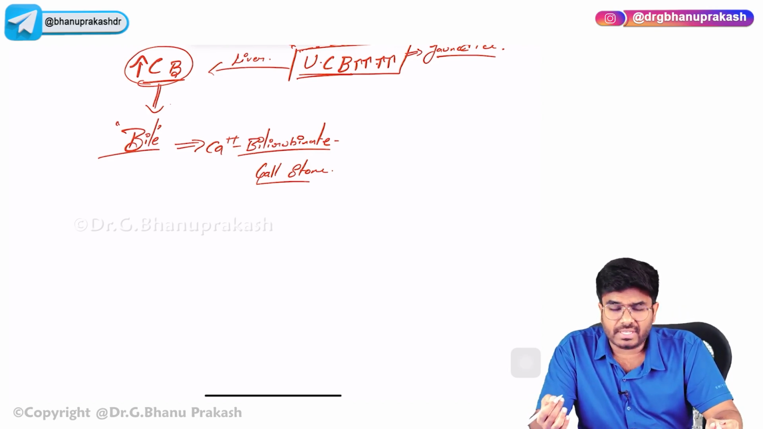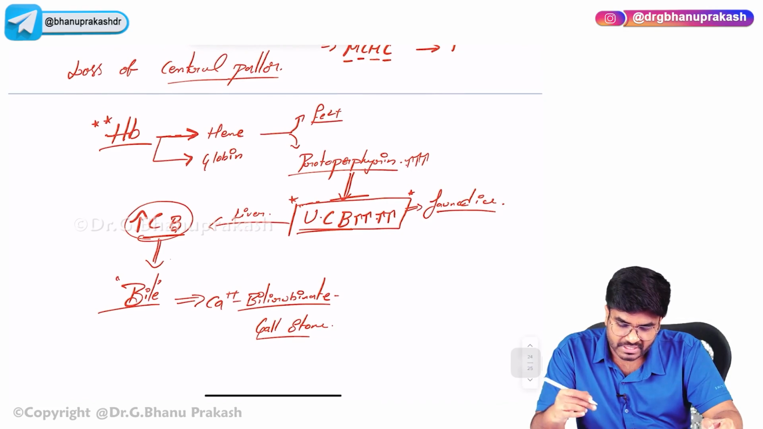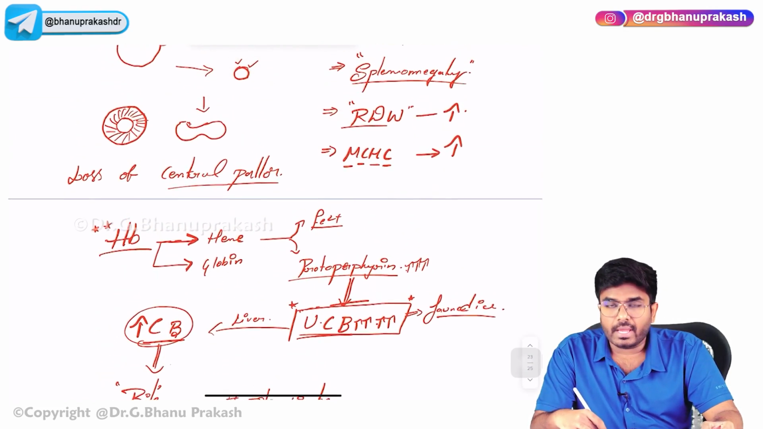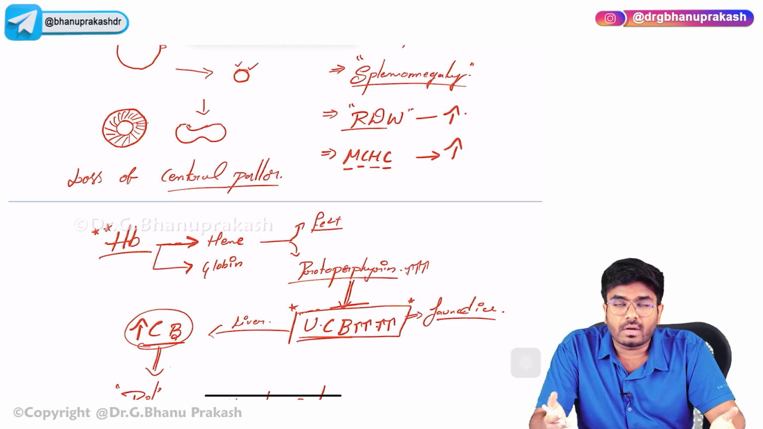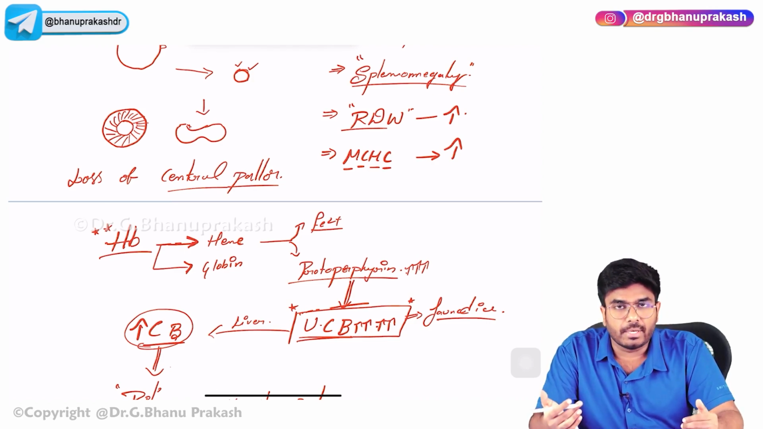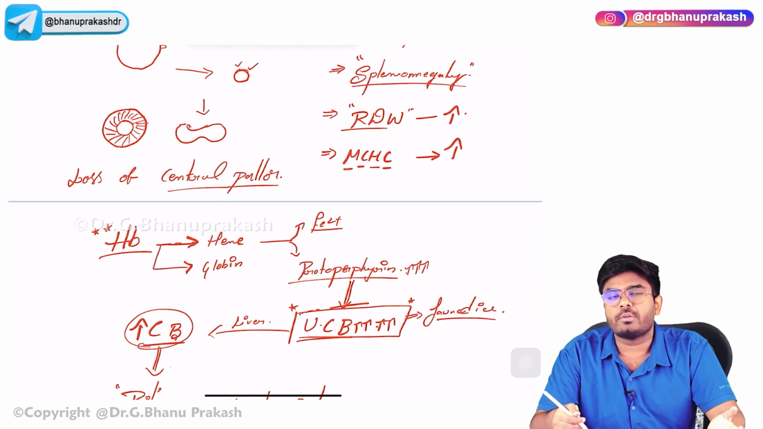So these are the points which I want you to know in a patient who is having this. These are the side effects actually. The calcium bilirubinate gallstones are going to be seen, jaundice symptoms are going to be seen. Under the microscope what you can see is loss of central pallor, round shaped RBCs, increased RDW, and mean corpuscular hemoglobin concentration is going to be increased.